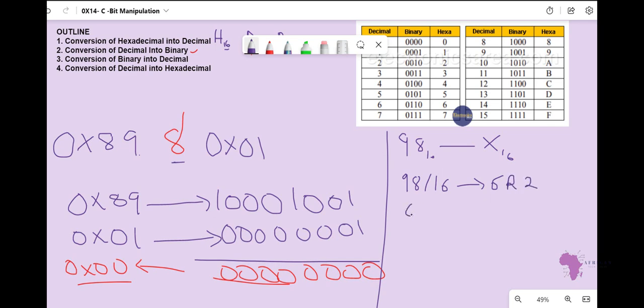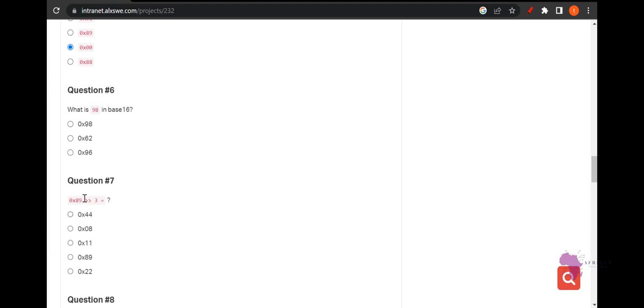So we divide that 6 again. 6 divided by 16 gives us 0, since it was not enough, remainder 6. So our answer now will be in the reverse order, 6 and 2 like this. But remember, don't forget the hexadecimal notation, which is 0 and x. So our answer will be 0x62. Let's go and see 0x62 here. So that's our answer.